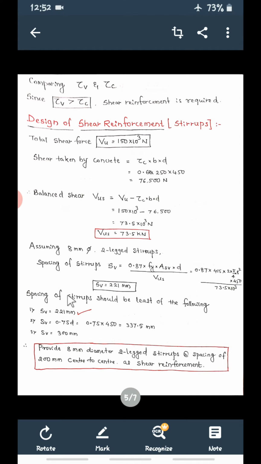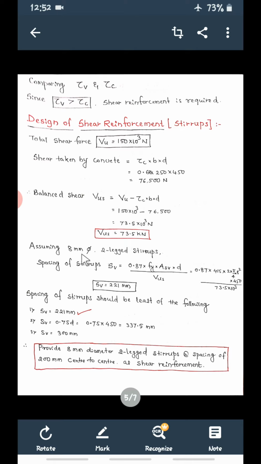Okay. Now after calculating this, directly you can assume the bar diameter. Always for stirrups you can assume 8 mm, 10 mm, at the max 12 mm. Okay, not more than that.